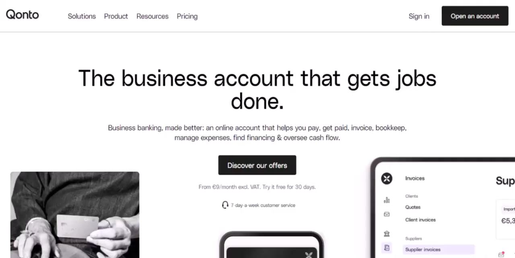We're going to break down exactly how you can use your Qonto account to easily receive funds from your customers, whether they're paying by card, bank transfer, or online invoice.